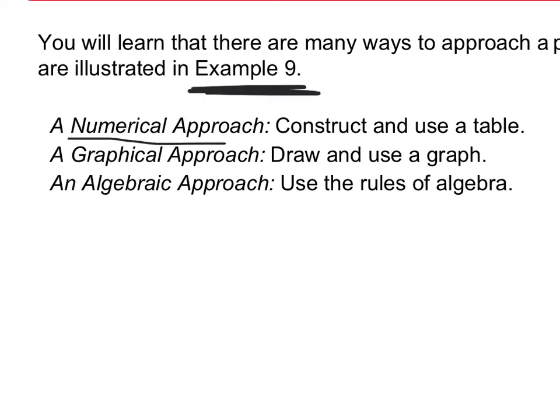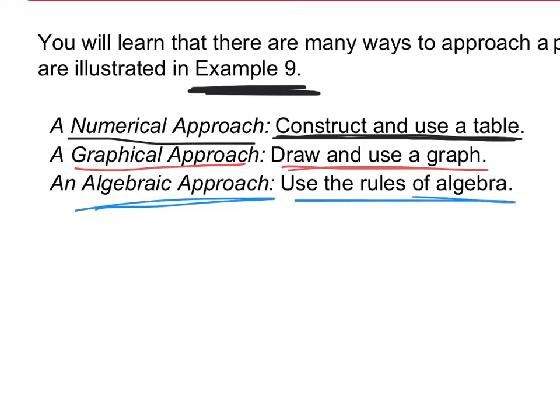A numerical approach would be if you made a table and used it. So you construct that table of values and use that. A graphical approach would be if you draw and use your graph to get an answer. And then an algebraic approach is using the rules of algebra. So this is like when you use your equation to get an answer. And in the example we're going to look at, we will look at all three of those things.